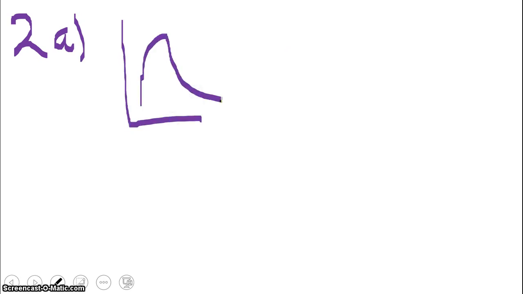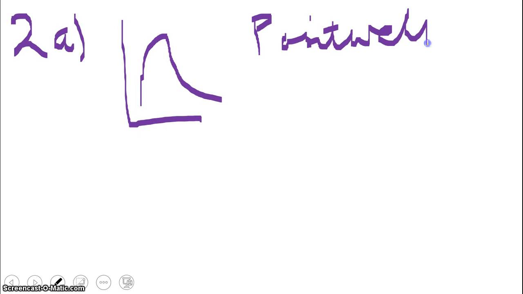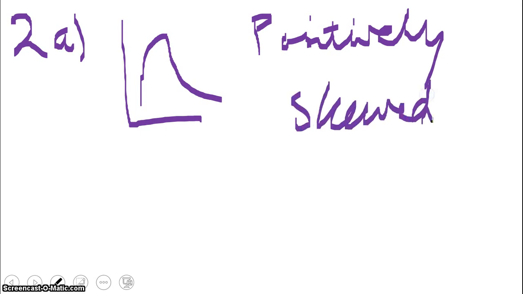having a look at stuff like question 2a, describe the skewness. So our graph, which I'm going to draw on this, has a tail in the positive direction. So it's going to be positively skewed. Positively skewed because tail on the positive side.